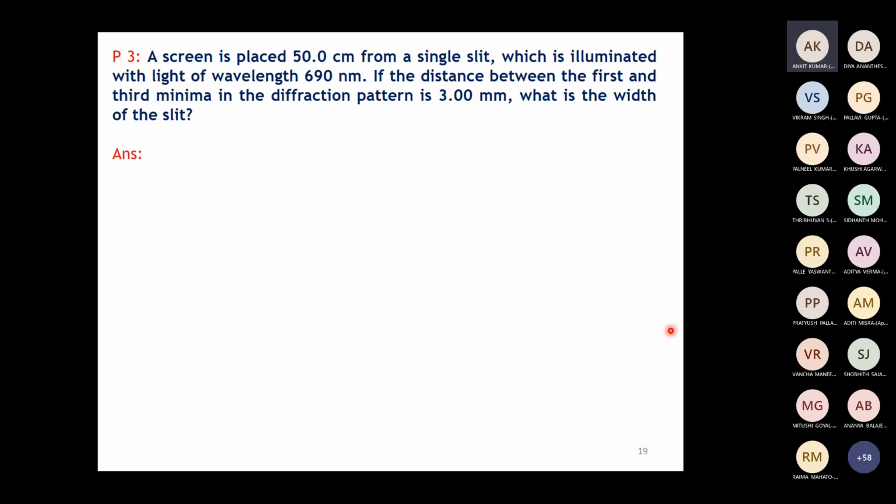Okay, so this is problem number 3. Problem number 2 will be for you. A screen is placed 50 centimeters from a single slit which is illuminated with a wavelength of 690 nanometers. If the distance between the first and third minima in the diffraction pattern is 3 millimeters, what is the width of the slit?